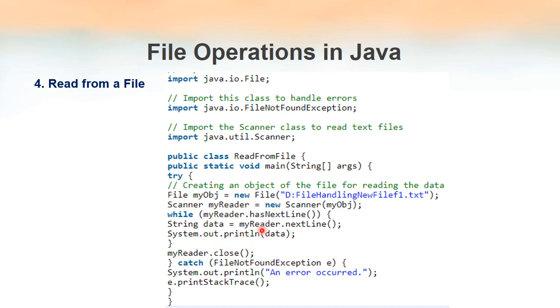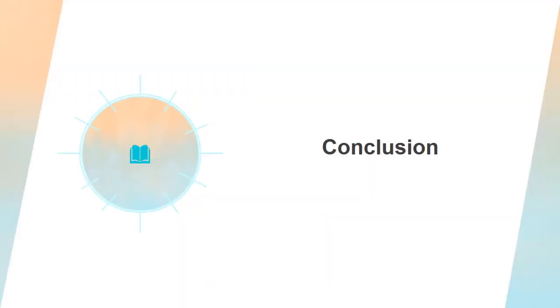Then we are printing it. This loop will iterate as long as this hasNextLine method returns true. That means this loop will iterate as long as there are contents inside the file. When the contents inside the file are over, this method will return false, thus the while loop terminates. And then we are closing the Scanner class object, and these are something related to exceptions that we will see later. We shall conclude now.